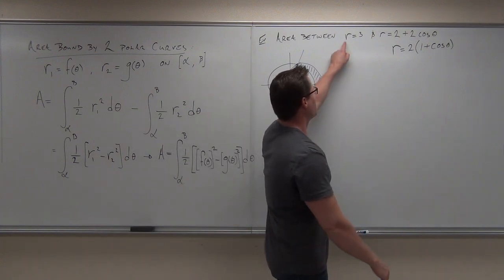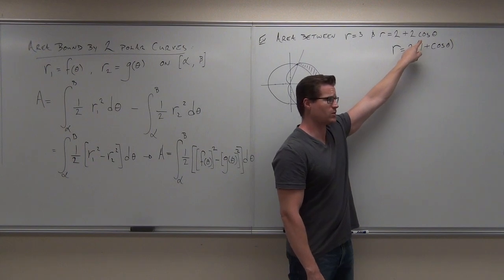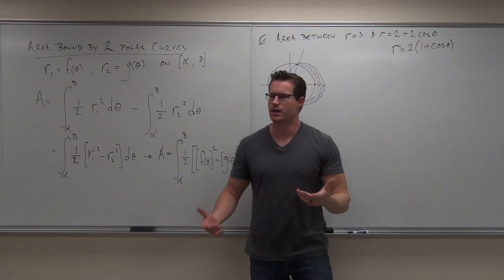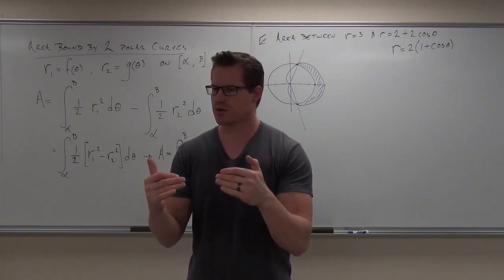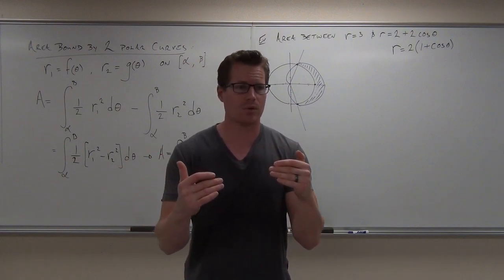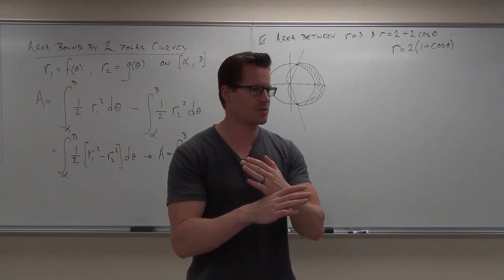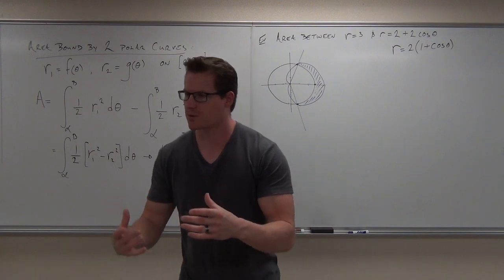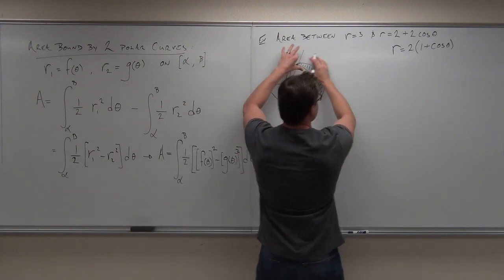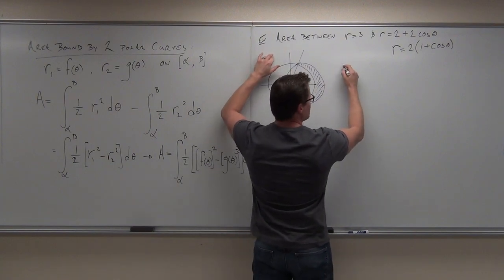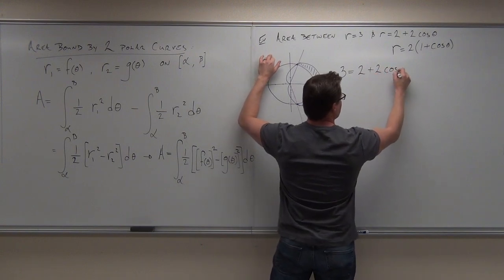Look, if R equals 3 and R equals 2 plus 2 cosine theta, could you make them equal to each other? That's going to give you where they intersect. If you set two curves equal to each other, you're going to find out where they're equal, where they cross, where the intersection is. Quick head nod if you understand that concept. It goes back to algebra. If you ever want to find out where two curves intersect, set them equal. So we're going to set them equal to each other to find these intersections. Setting them equal, 3 equals 2 plus 2 cosine theta.